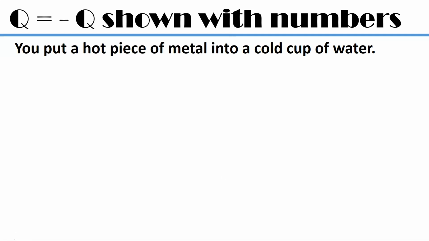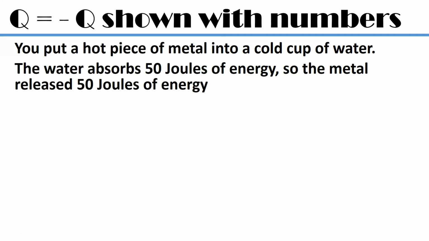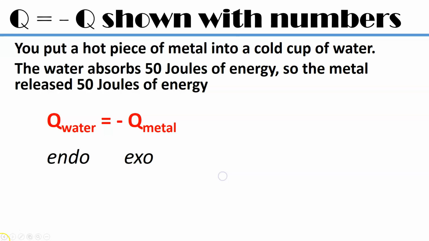So let's just do a quick example. If we have a hot piece of metal and we put it into a cold cup of water, the water absorbs 50 joules, which means the metal had to release the 50 joules. So if I want to set this up with actual numbers, our water absorbed, our metal released. Remember that if it's absorbed, Q is a positive value, so it'll be positive 50. And then the exothermic one will be negative 50.